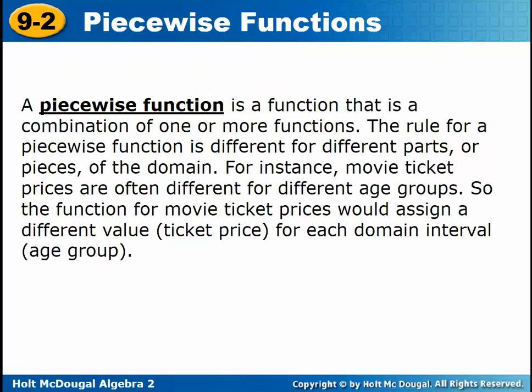So, what is a piecewise function? It is a function that is a combination of one or more functions, usually more than one. The rule for a piecewise function is different for different parts or pieces of the domain. For instance, movie ticket prices are often different for different age groups. So the function for movie ticket prices would assign a different value, a ticket price, for each domain interval, age group.